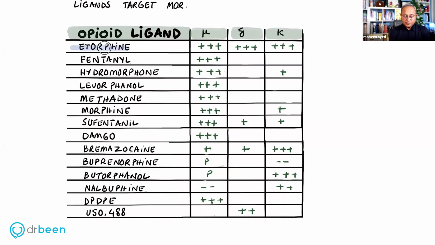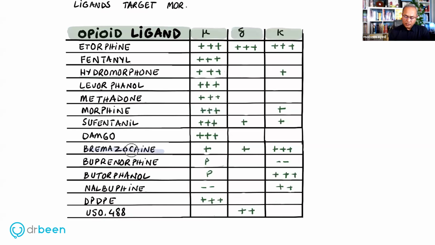So etorphine, look at this, mu triple stimulation or maximum, delta maximum, kappa maximum. Fentanyl, which nowadays has become a problem, mu. Then hydromorphone, mu mainly, and then some kappa. Levorphanol, mu. Methadone, mu. Morphine, mu, some kappa. Then sufentanil, mu, some delta, some kappa. DAMGO, mu. So if you can see, this main class or list of drugs are on mu receptors.